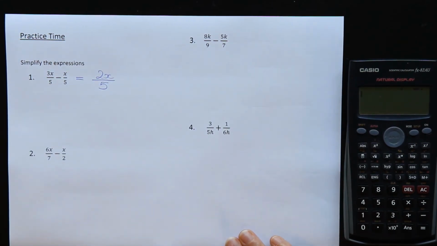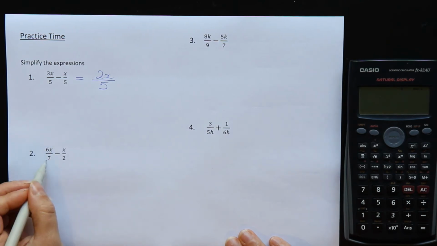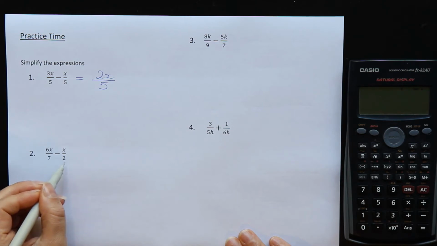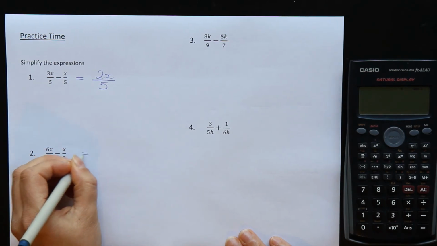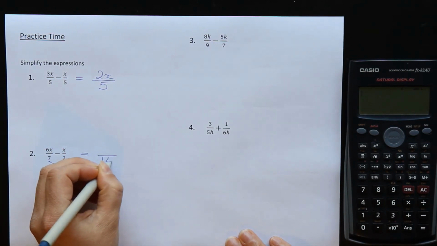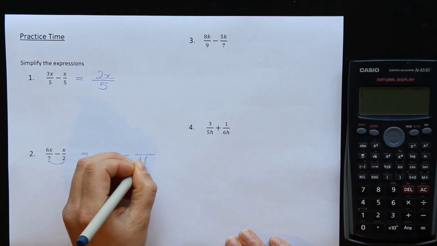Let's look at question 2. 6x over 7 minus x over 2. Okay, the denominators. To get them the same, we can multiply those two numbers together. 7 times 2 is 14. Minus sign in between, and 14.